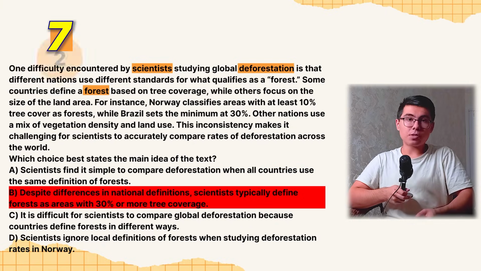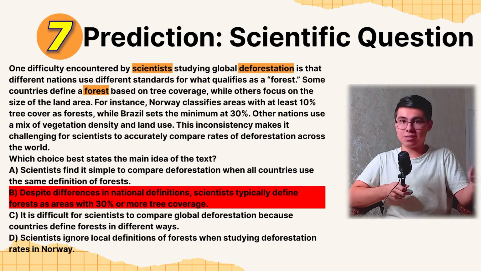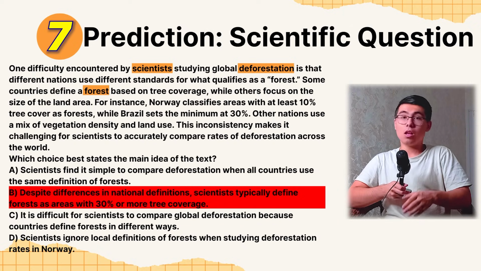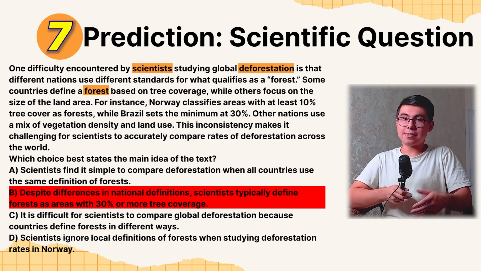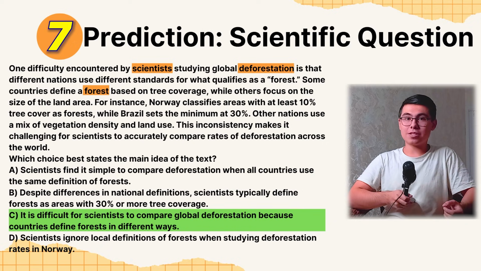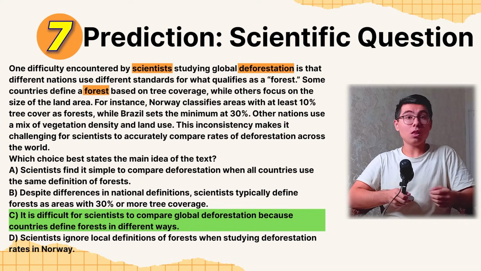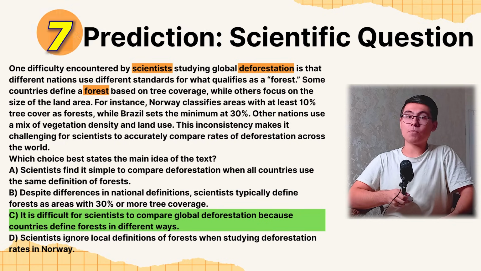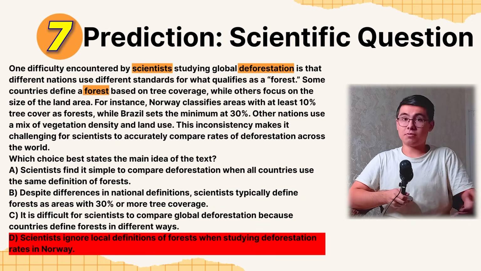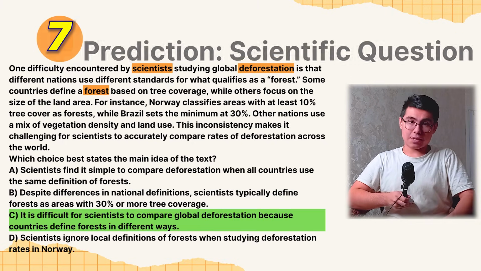Nope, that 30% thing was only for Brazil, and the passage never said scientists use that rule globally. Choice C. It's difficult for scientists to compare global deforestation because countries define forests in different ways. That's literally our summary. That's the main idea. Choice D. Scientists ignore local definitions in Norway. What? That's just a random sentence someone made up, so it's wrong. So yeah, choice C is the answer.